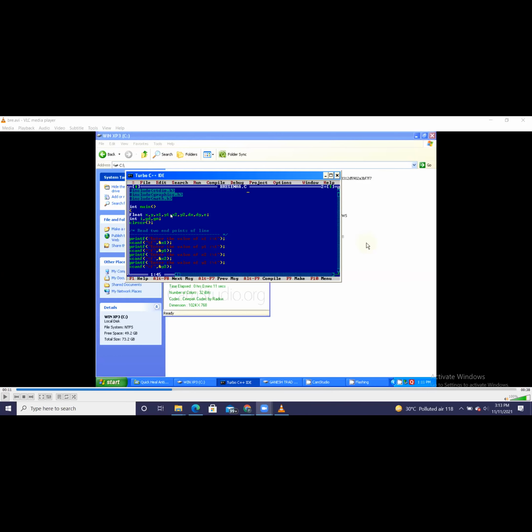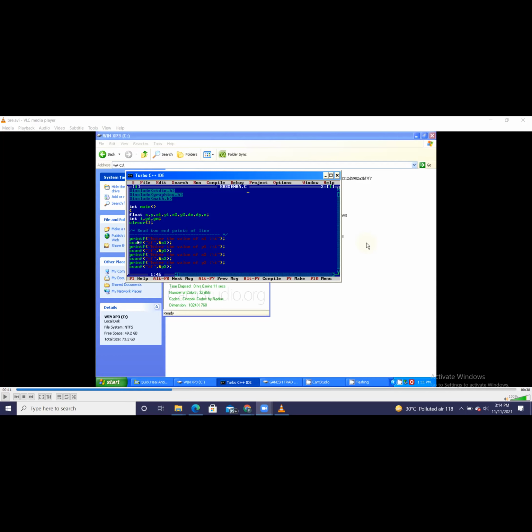dx and dy are the differences between x1, x2 and y1, y2. So dx is x2 minus x1, dy is y2 minus y1. It is the same as that of DDA. And E represents the error term that I have just explained to you. Then integer i, gd and gm. So graphics driver, graphics mode, all of you are aware about. And i is the variable that I need to use as a count in the while loop. So i is my increment variable, I can say.